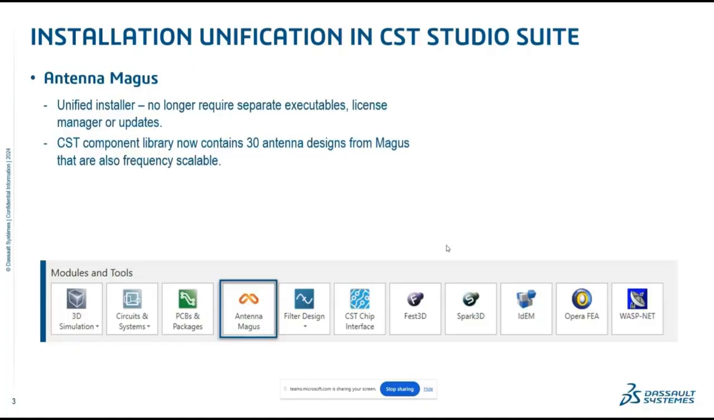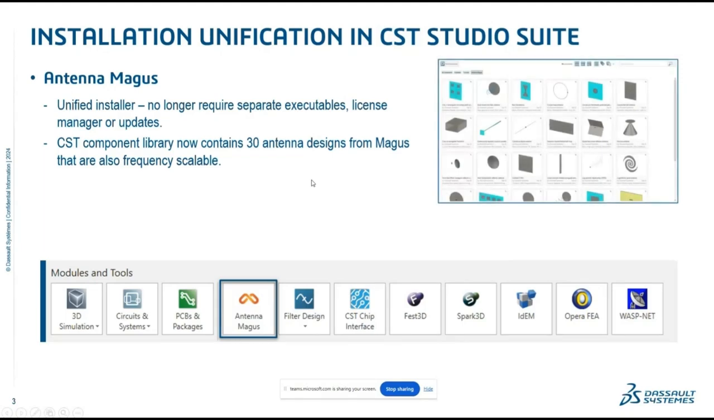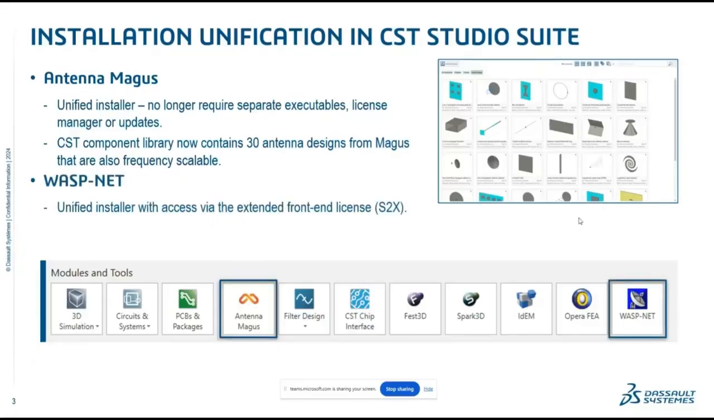But even if you don't have the Antenna Magus license, you can still use the antennas from Magus because we now provide almost 30 different antenna designs from Antenna Magus directly in the CST component library. Those designs are frequency scalable, meaning you can tune each of those antennas to your desired frequency, and all the parameters will be set accordingly.